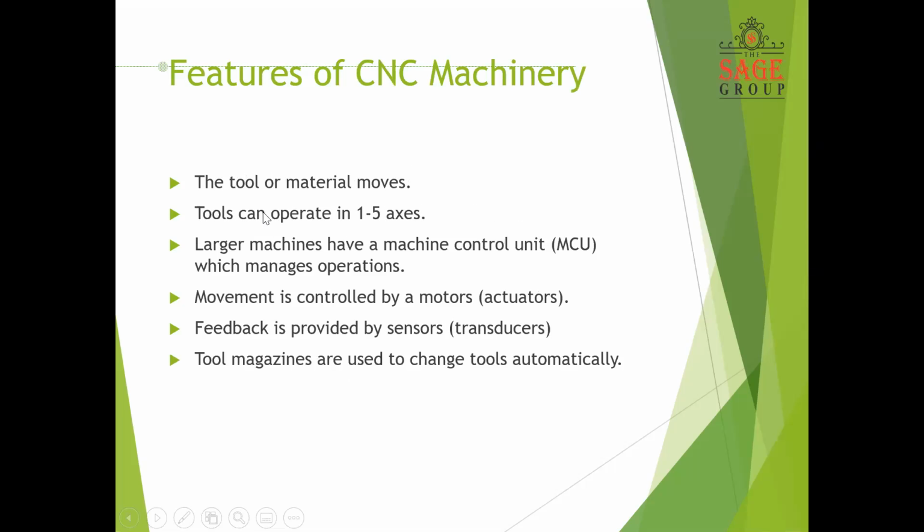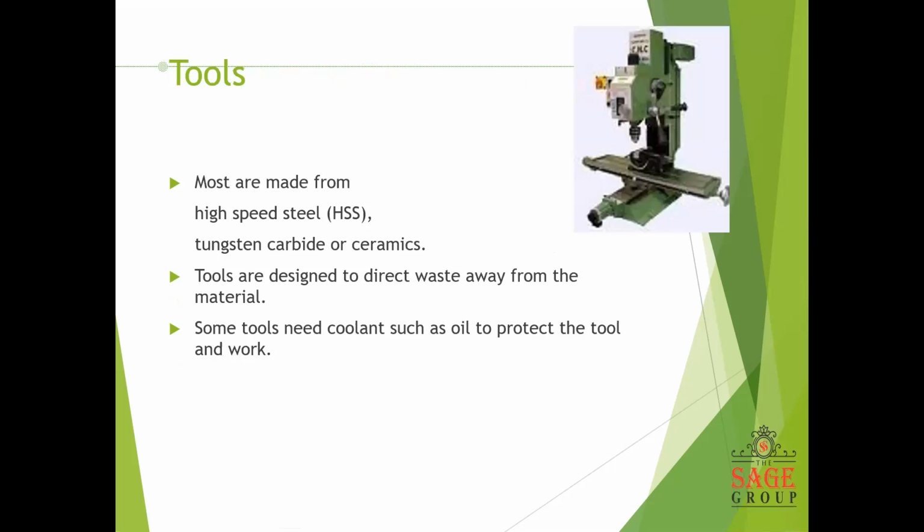Features of CNC machinery: the tool or material moves. The tool can operate in 1 to 5 axes. Larger machines have a machine control unit which manages operations. Movement is controlled by motors and actuators. Feedback is provided by sensors and transducers. Tool changers are used to change tools automatically.